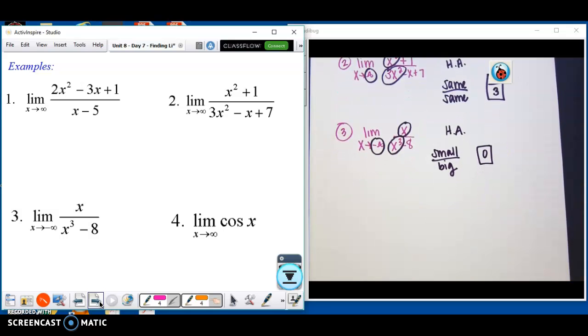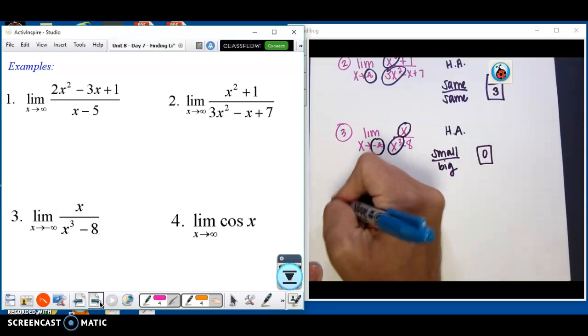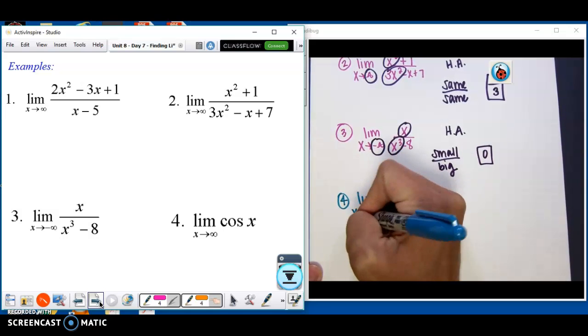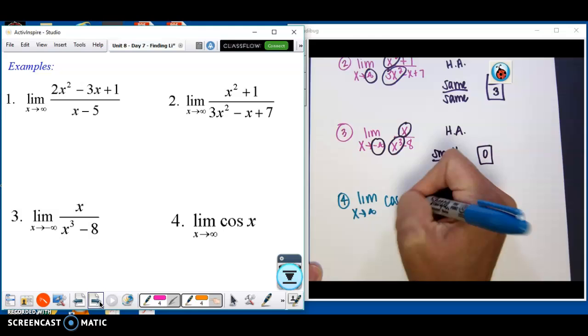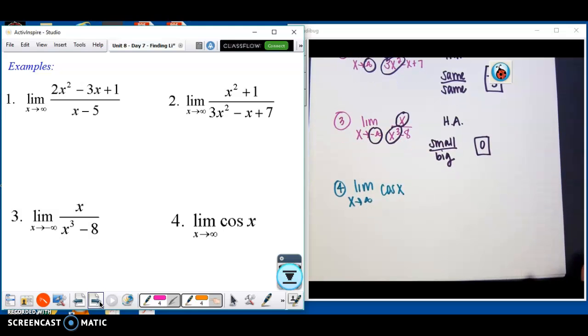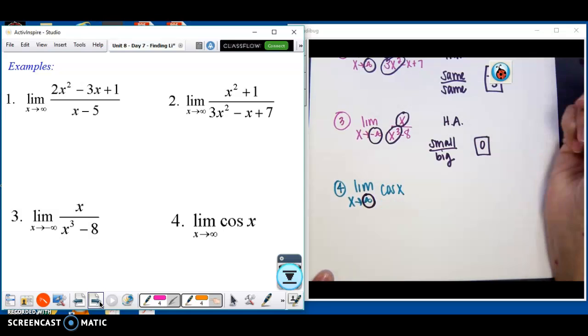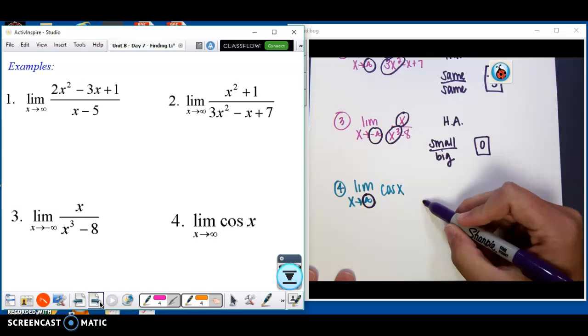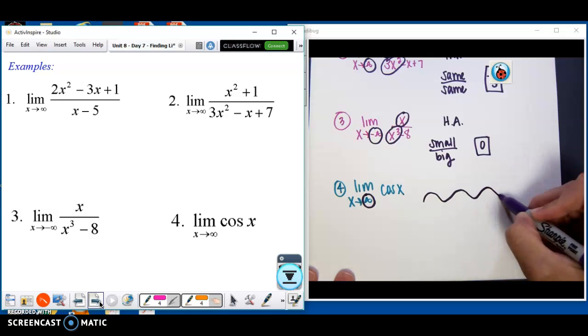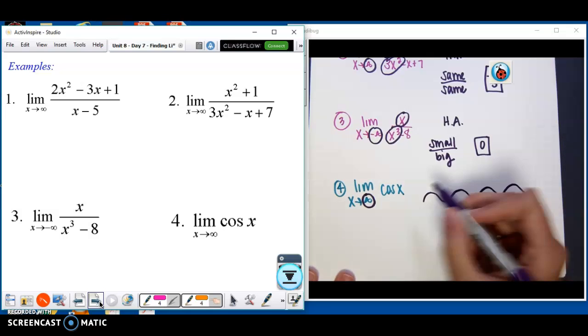Okay, and then the last one here, a little different. The limit as x approaches infinity of cosine x. So guys, we do not have a rational function, so we don't have a numerator and denominator here, so there's nothing to look at. But we are doing the limit as x approaches infinity, so we're still looking at end behavior. If you think about a cosine graph and a sine graph, they look the same, okay? They just start at different points.